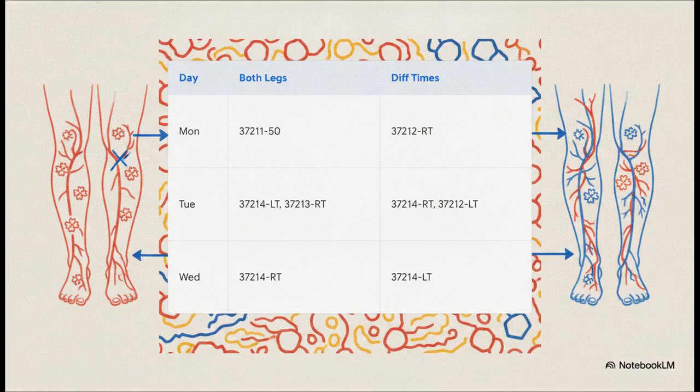Now, things get significantly more complex when we have multiple legs or vascular beds involved. Because remember, thrombolysis codes are unilateral. If a patient gets arterial thrombolysis in both legs starting on a Monday, you just use modifier 50.